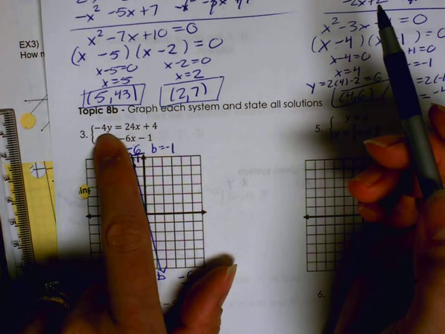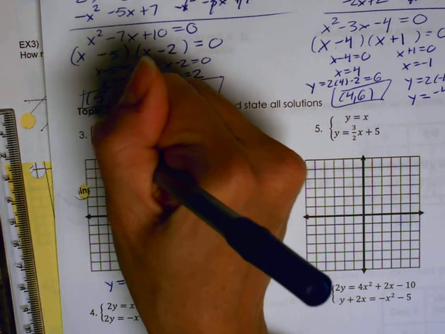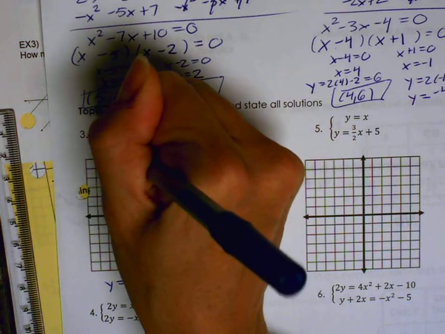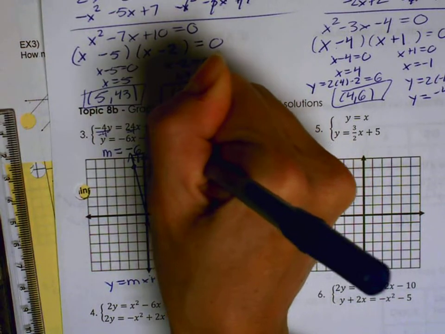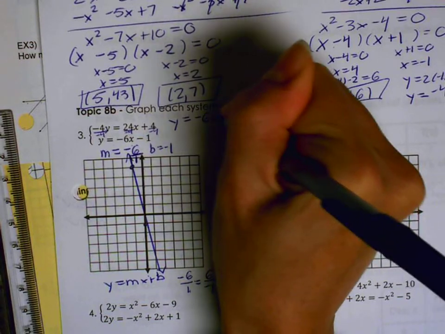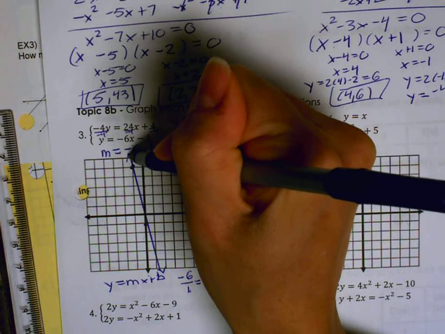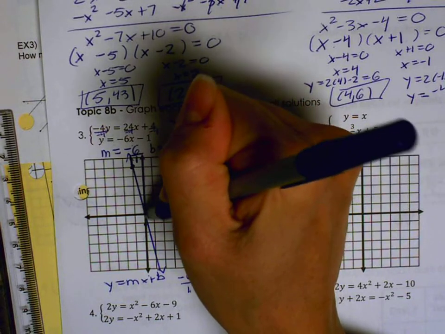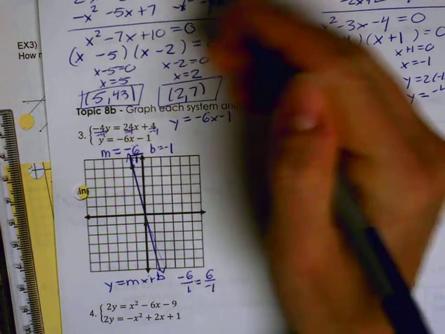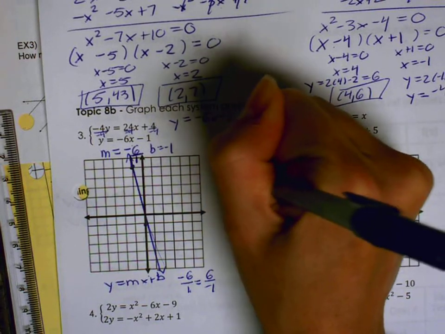This one is not solved for y. So to get this one solved for y, I'm going to divide everything by -4. So this by -4, this by -4, this by -4. That gives me y equals -6x minus 1. It's the same line. So that means I have the same line, one line on top of the other line, and that is infinite solutions. All the points are in common.